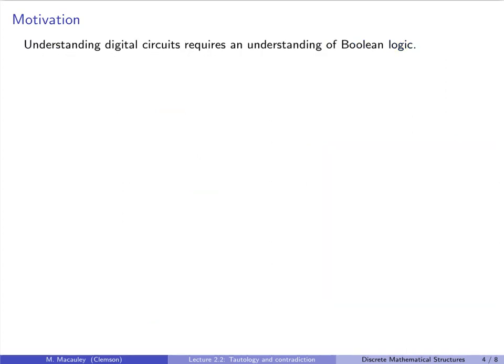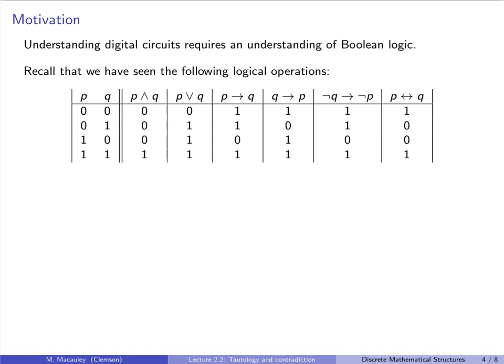Of course, understanding digital circuits requires an understanding of Boolean logic. Recall that we have seen the following logical operations, and here they are by the truth tables. So P and Q, P or Q, if P then Q, if Q then P. We have the contrapositive of if P then Q, which is if not P then not Q, and then we have the biconditional operator P if and only if Q.